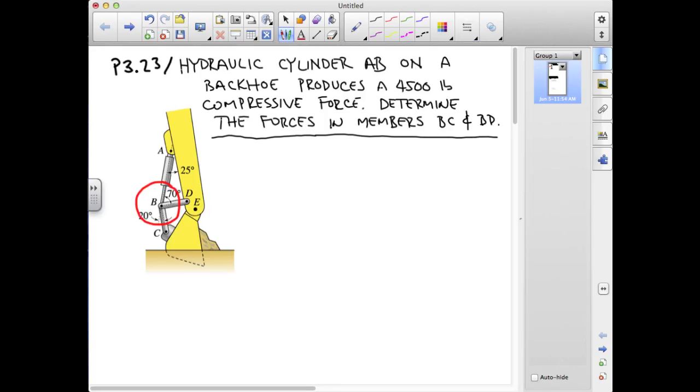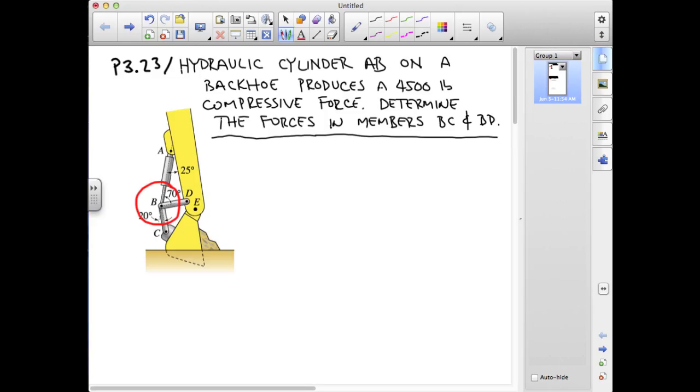Each of these links is pin connected to other pieces. So there's a pin connection at B, C, D, and A all represent pin connections, and that's going to be important to us because it's going to mean that each of these members carries a load along its geometry. So each piece is either going to be in compression or in tension, and the force is going to be aligned with the geometry. We know the force carried by AB, it's 4,500 pounds in compression.